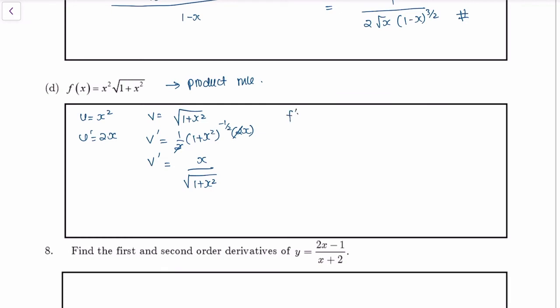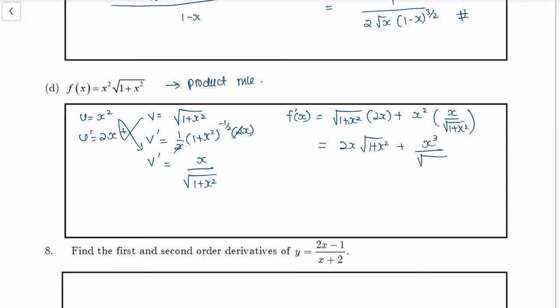So f prime x, okay, product rule lah: v u prime plus u v prime. Square root of 1 plus x square times u prime, 2x, plus u, x square, times v prime, so x over square root of 1 plus x square. Selesaikanlah. Plus x square plus x cube over square root of 1 plus x square. Okay, boleh selesaikan lagi tak?